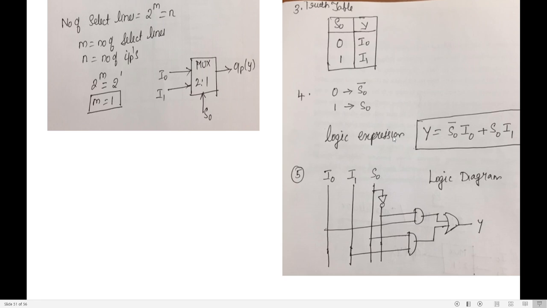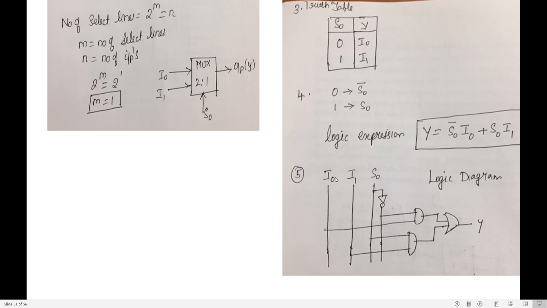Now let us write the logical expression for Y. What is my Y? Y is S naught bar I naught plus S naught I1. Okay, so I have got my Y.